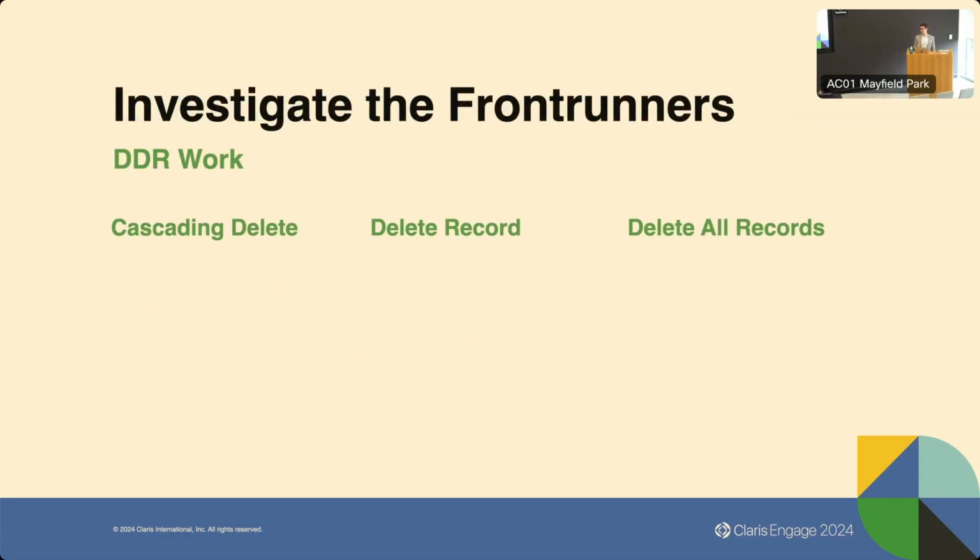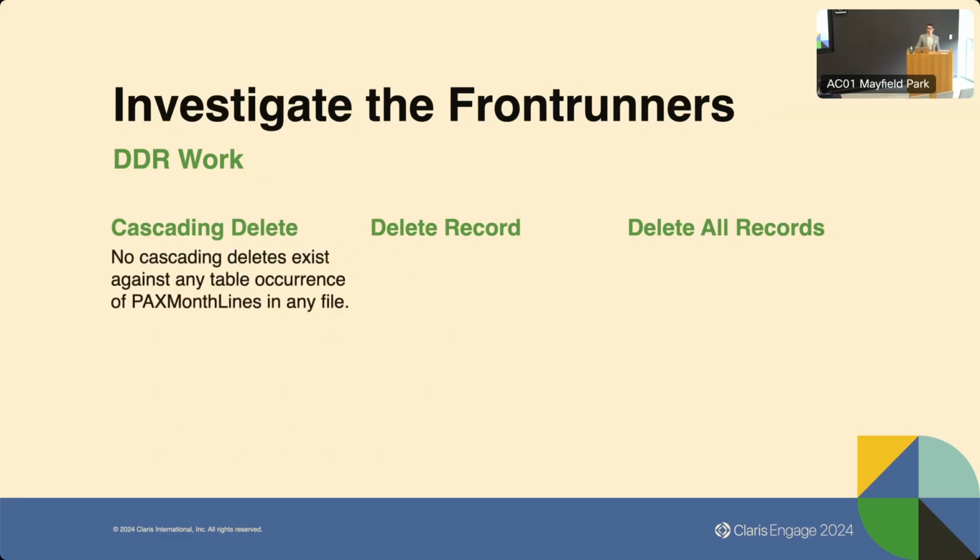So I say cascading deletes, delete record, and delete all records. Super hopeful. I did some DDR work, and this system is going on 50 different FileMaker files. Its backups are 160, 170 gigs of data. That's not container data, that's just text. So I did a DDR search, and I found no cascading deletes anywhere against a table occurrence of PAX month line in any file. I was a little deflated at that point. I was hoping this was going to be real easy.